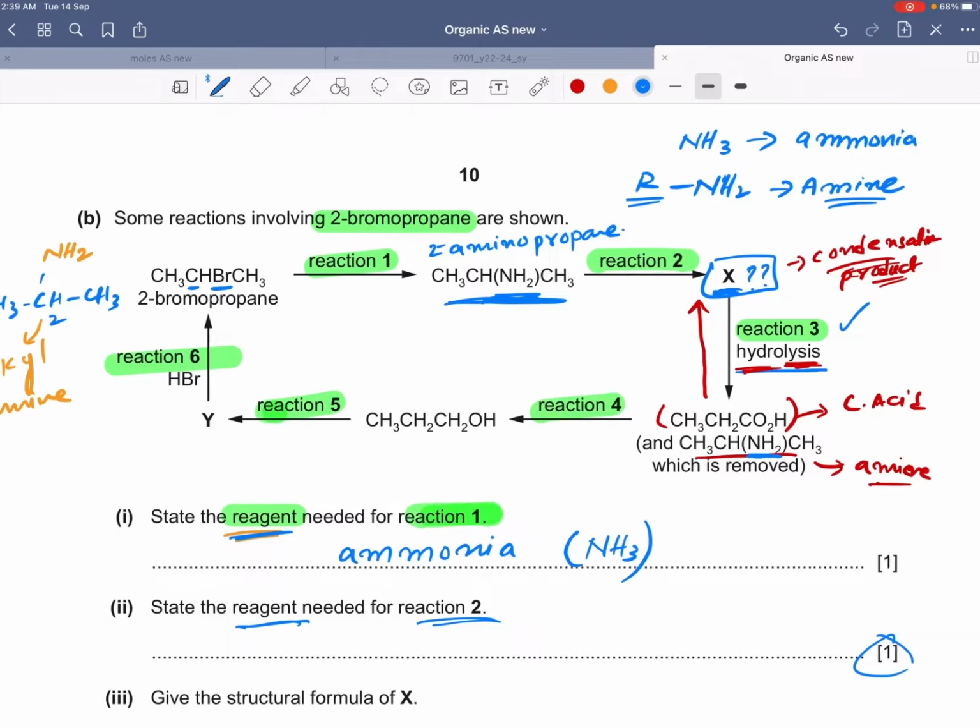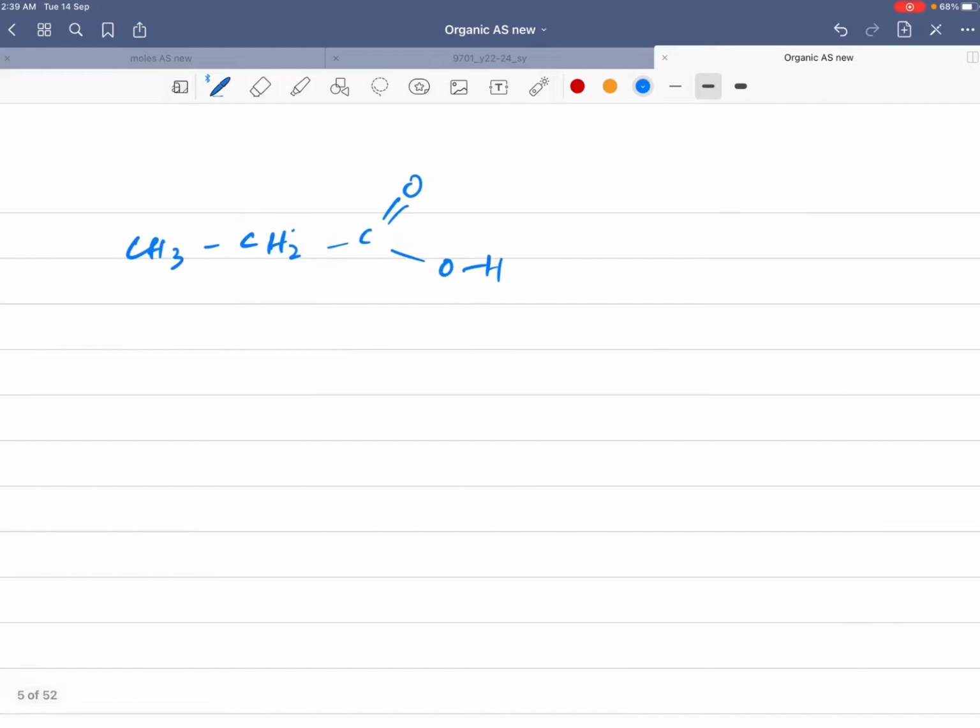So that means 2-aminopropane was reacted with something which gives us X. And I hope now you're getting some idea what this something is. Let's draw 2-aminopropane here: CH3, CH, NH2, and CH3.